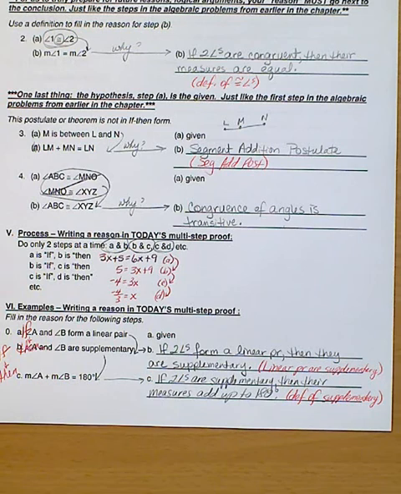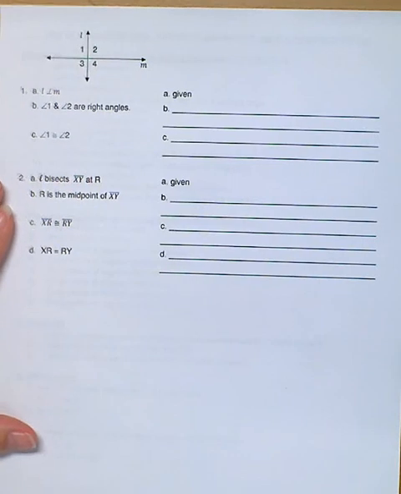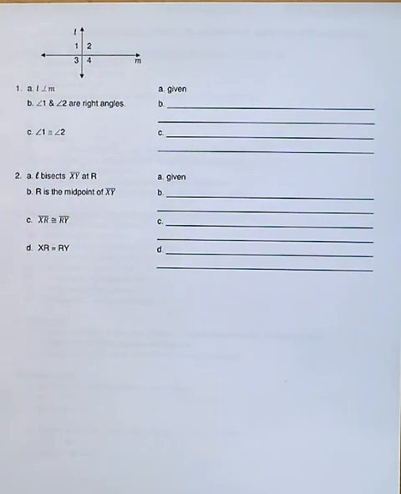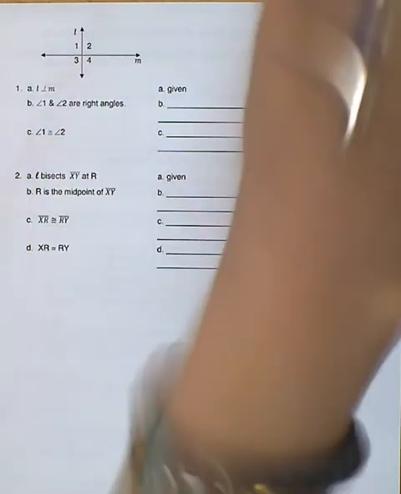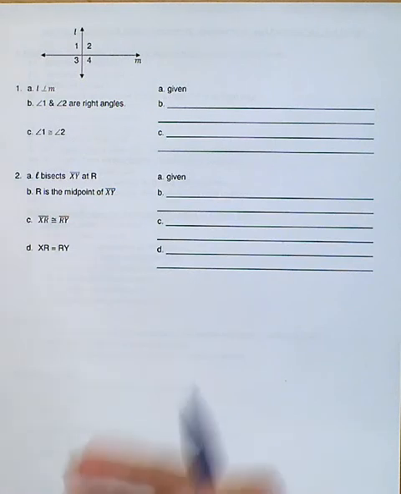Okay, so now these are the ones that you're going to do with me. So how do I know that line L is perpendicular to line M? Because it was given to me. I gave it to you. It was given to me, however you want to put that. So A is going to give me B, but why?